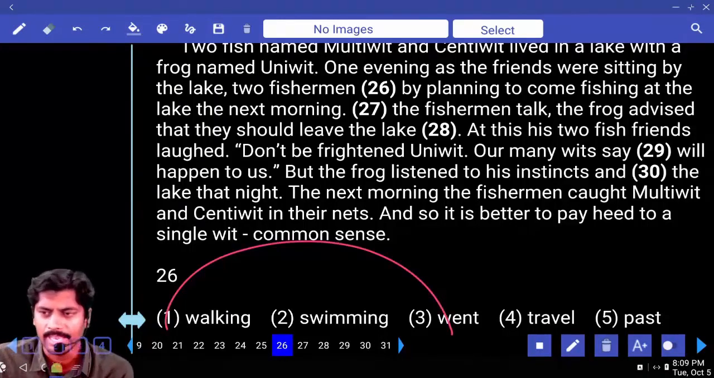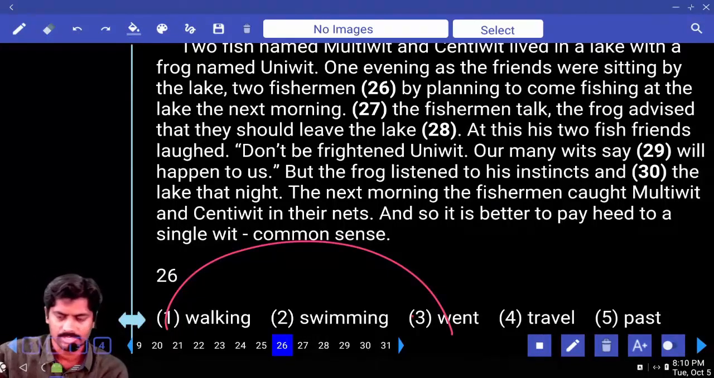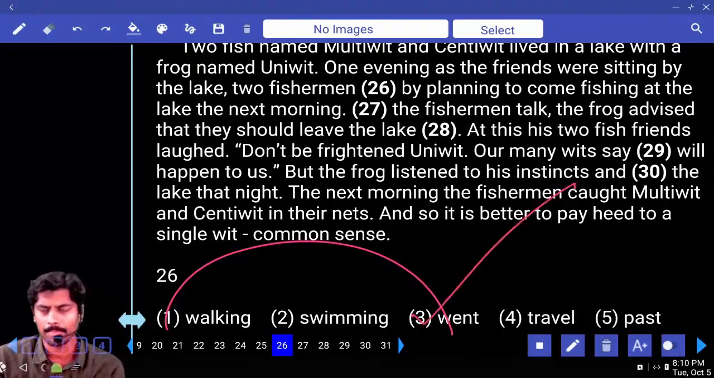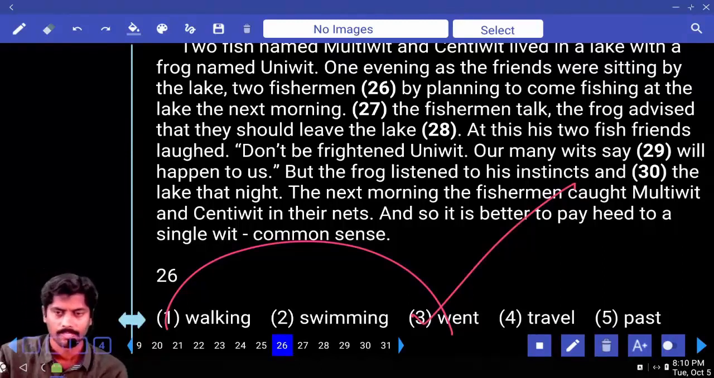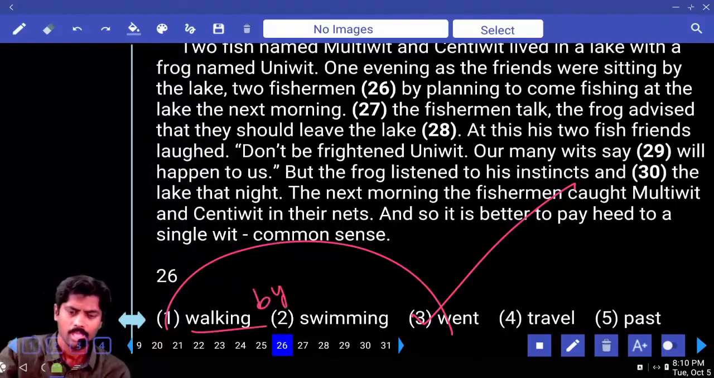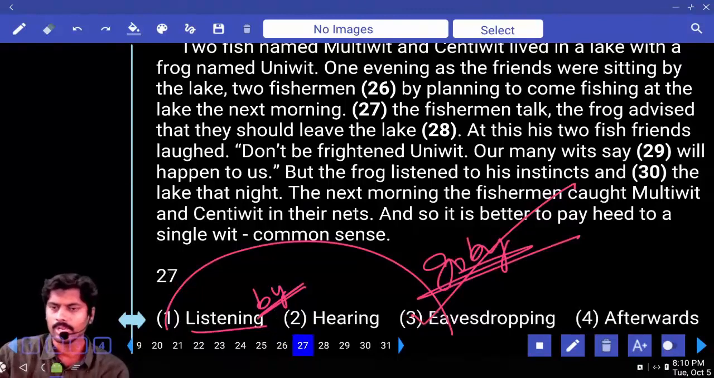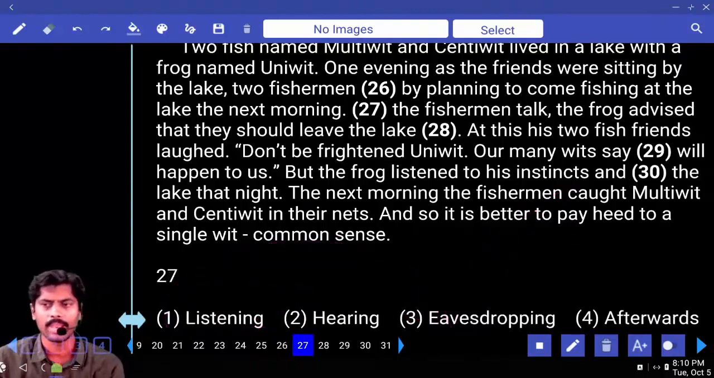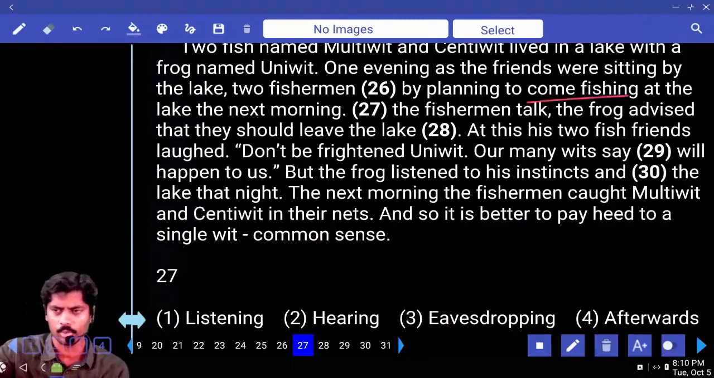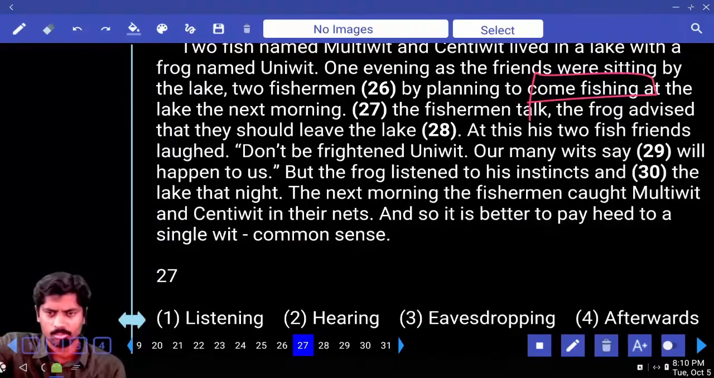They walking by planning come fishing. They went by planning to come fishing. 1 or 3. Answer is third option. They went by planning to come fishing. Generally walking by we don't use. If we want to use walking by the road, walking on the road, you can say go by. He is going by his plans. Like that. They went by planning to come fishing. Always remember, come fishing, go fishing, no two. At the lake next morning.